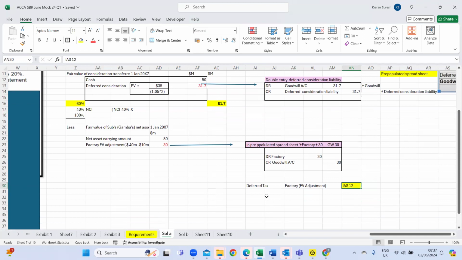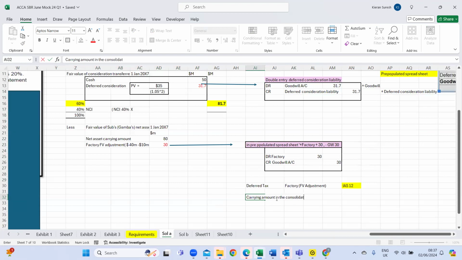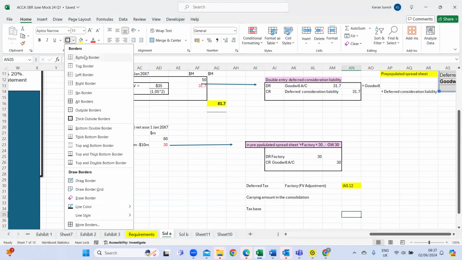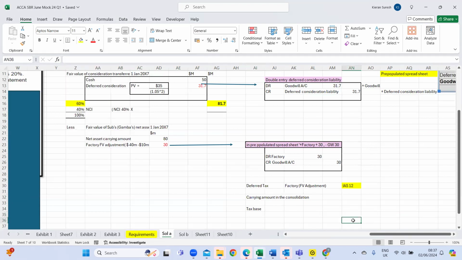So how does deferred tax work? What does deferred tax mean? Deferred tax means it is a difference in the carrying amount. When I say carrying amount, because we are preparing the consolidation statement, it is the carrying amount in the consolidation. And then the tax base. What was the tax base, and what is the difference between these two? That is how we would know whether it is a taxable temporary difference or a deductible temporary difference. So now they are saying this 30 million would have triggered deferred tax implications.